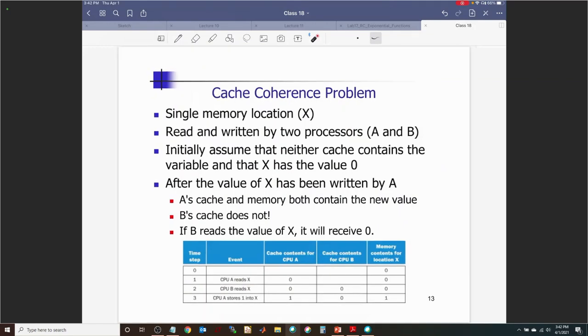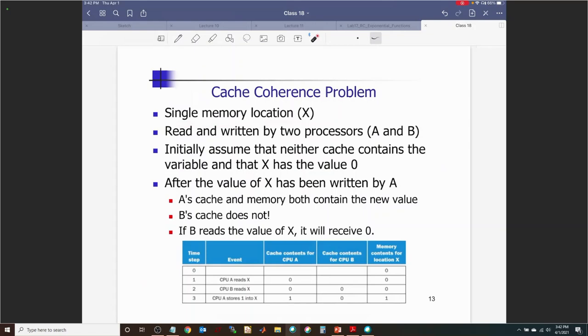All right, let's take a look at the problem in a little bit more detail. Let us say we have a single memory location X, and we are trying to read and write to that memory location using two processors, processor A and processor B. Both these processors are trying to read and write to the same memory location X. Initially we are assuming that neither the private cache of A nor the private cache of B has the value of memory location X. And we initialize X to have a value of 0. Now, after the value of X has been written by A, what is going to happen?